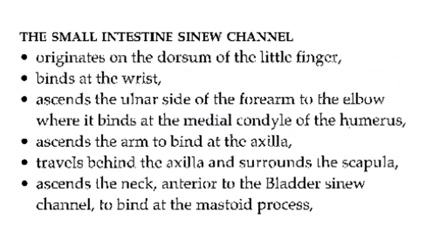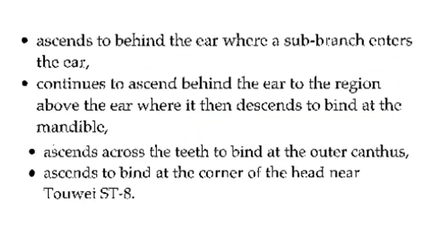to bind at the mastoid process, ascends to behind the ear where a sub-branch enters the ear, continues to ascend behind the ear to the region above the ear, where it then descends to bind at the mandible, ascends across the teeth to bind at the outer canthus, ascends to bind at the corner of the head near the stomach channel.